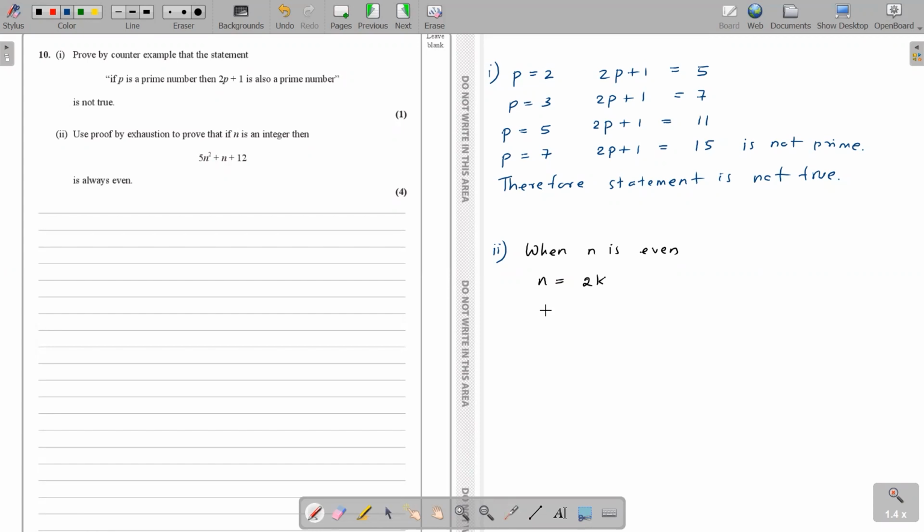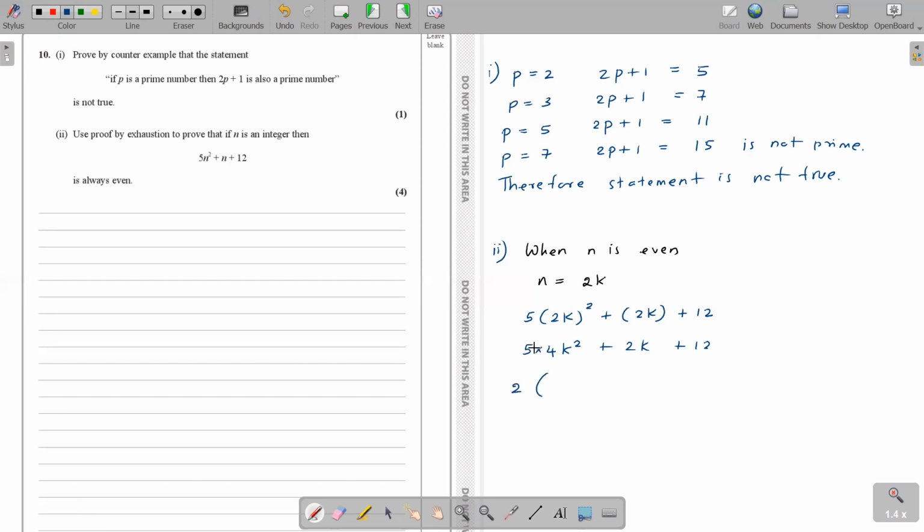So we get here 5 times n square, 2k square, plus n is 2k, plus 12. Can you all simplify? What do we get here? 5 into 2k square is 4k, right? 4k square. Plus 2k plus 12. Mainly what you need to see is whether we can take a 2 out, because we need to show it even. Okay, so can I take a 2 out here from everyone?